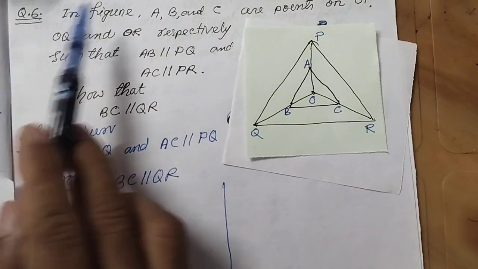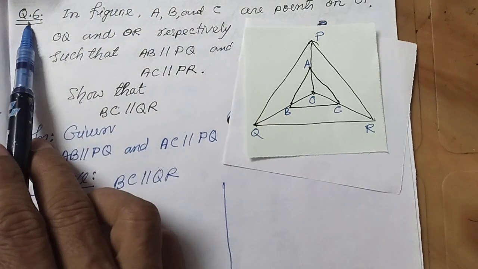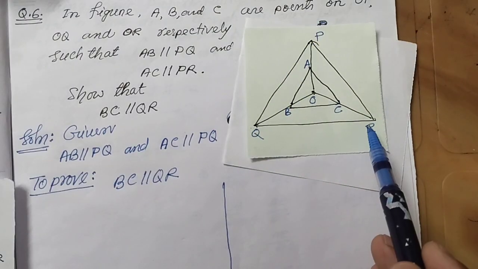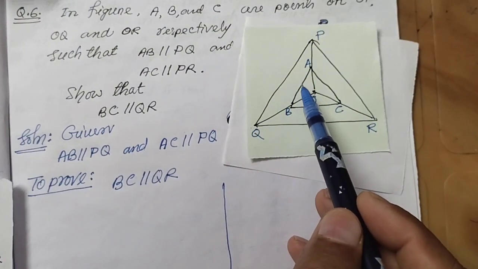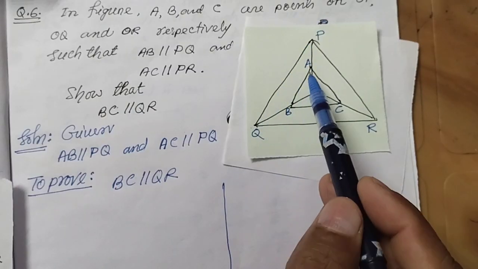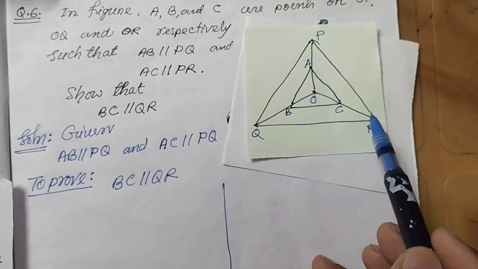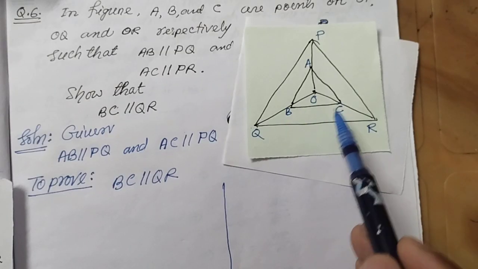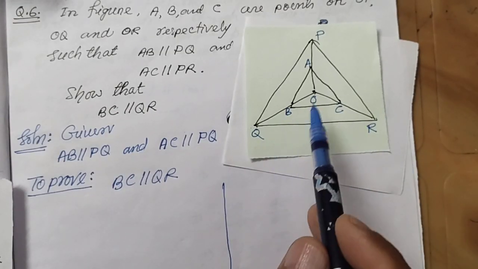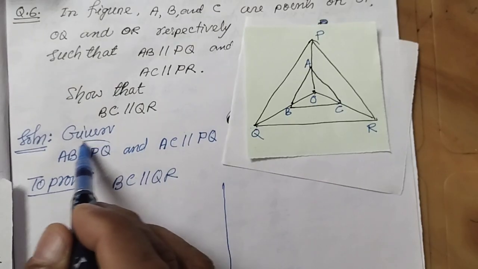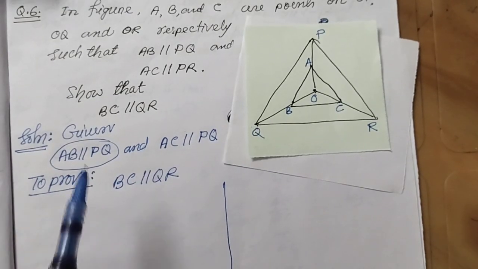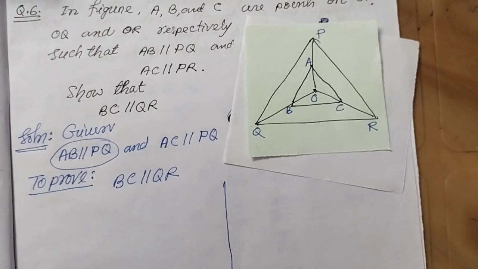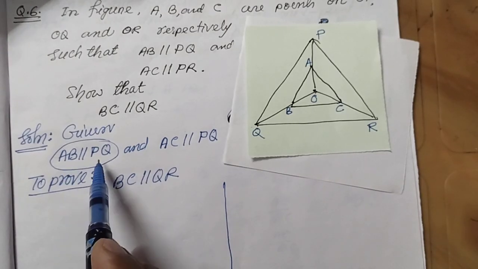Question number 6, again exercise 6.2 continued. This is the diagram given, a triangle PQR in which AB parallel PQ, AC parallel PR is given, and you are asked to prove that BC is also parallel to QR. Now you see two conditions are given. I have already written what is given and what we are asked to prove. Now see the first condition, AB parallel PQ.